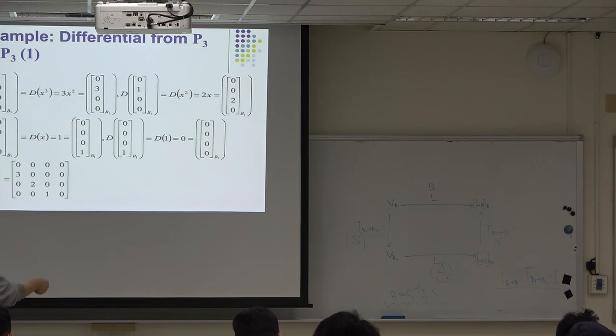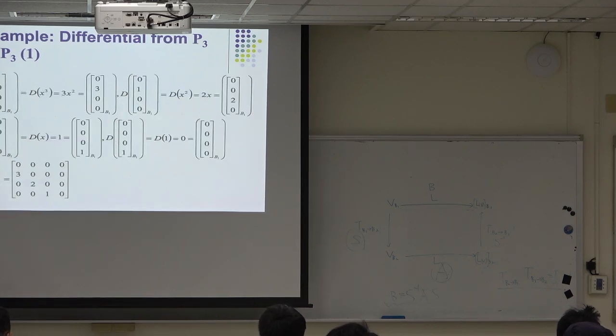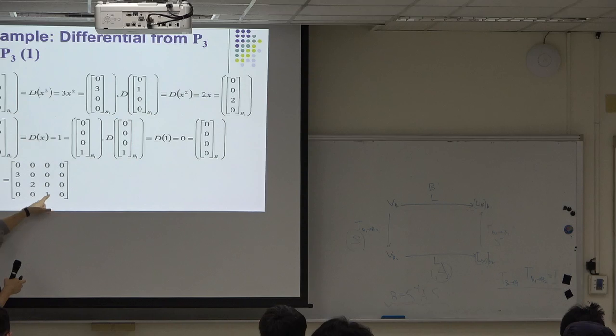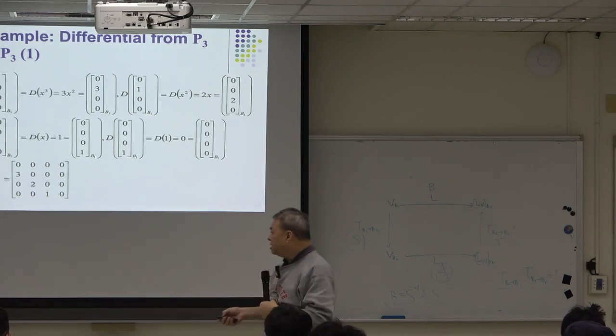The last one is 1. If you differentiate 1, it's going to be 0. So the linear transformation for differentiation from base 1 to base 1 is going to be like this. B1 to B1, it's going to be 0 3 0 0, 0 0 2 0, 0 0 0 1, and 0 for the last column. So this is kind of obvious.